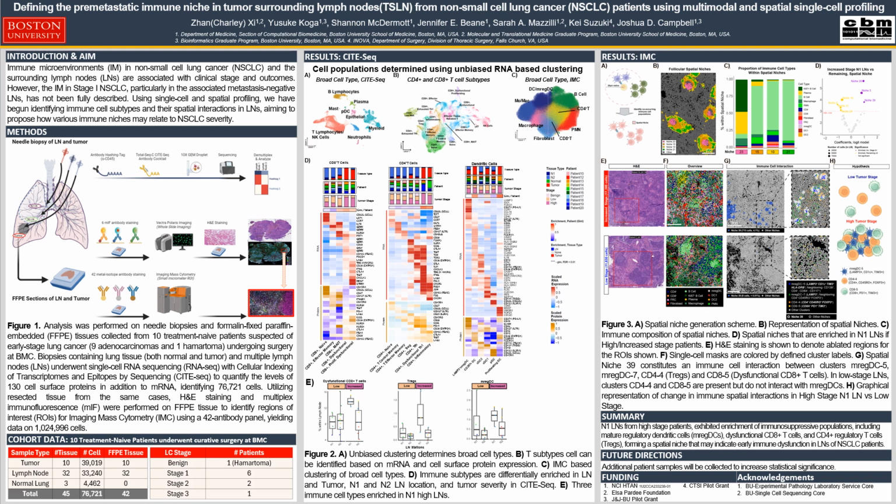Hi everyone. I will be talking about the pre-metastatic immune niche in the tumor surrounding lymph nodes of non-small cell lung cancer patients using multimodal and spatial single-cell profiling.